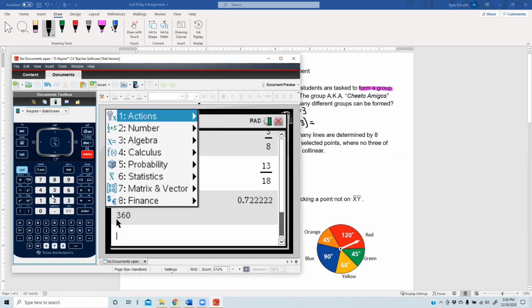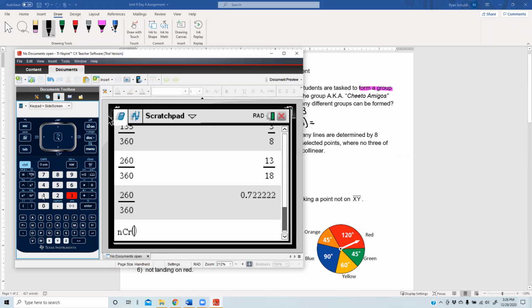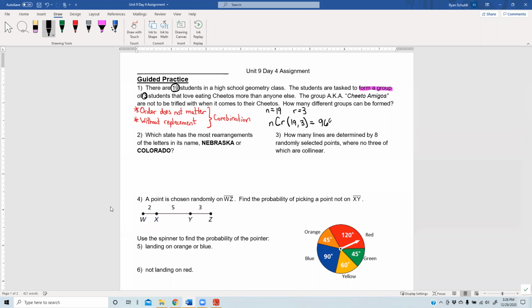So menu, probability, combination, menu 5, 3. We need to do 19 comma 3. It's going to give us 969 groups. I could say different groups, but the whole point of this problem is finding out the number of different groups. There's 969 different groups that can be formed. Okay, there's number one.